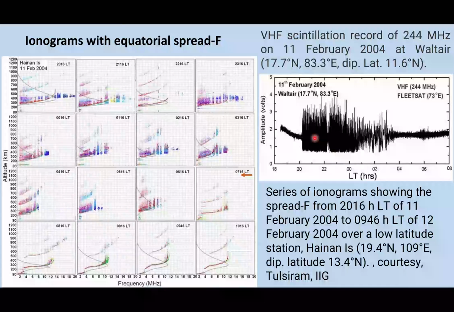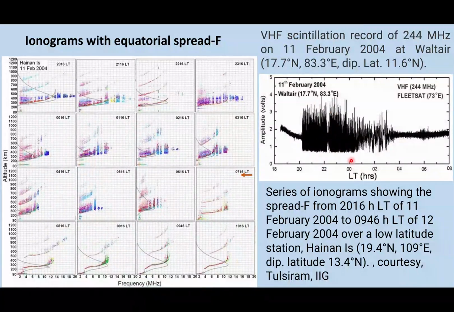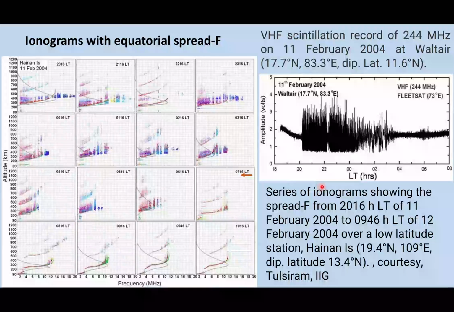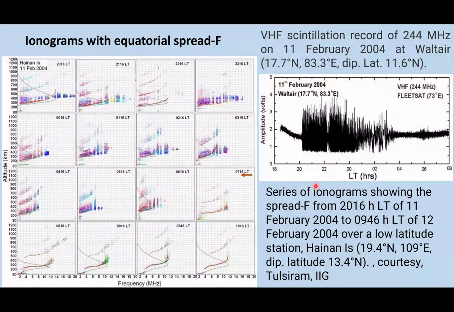The signal starts fluctuating from its mean value, and these fluctuations are called scintillations, and they are due to the presence of plasma instabilities or ionospheric irregularities. So this is another manifestation of the ionospheric irregularities.